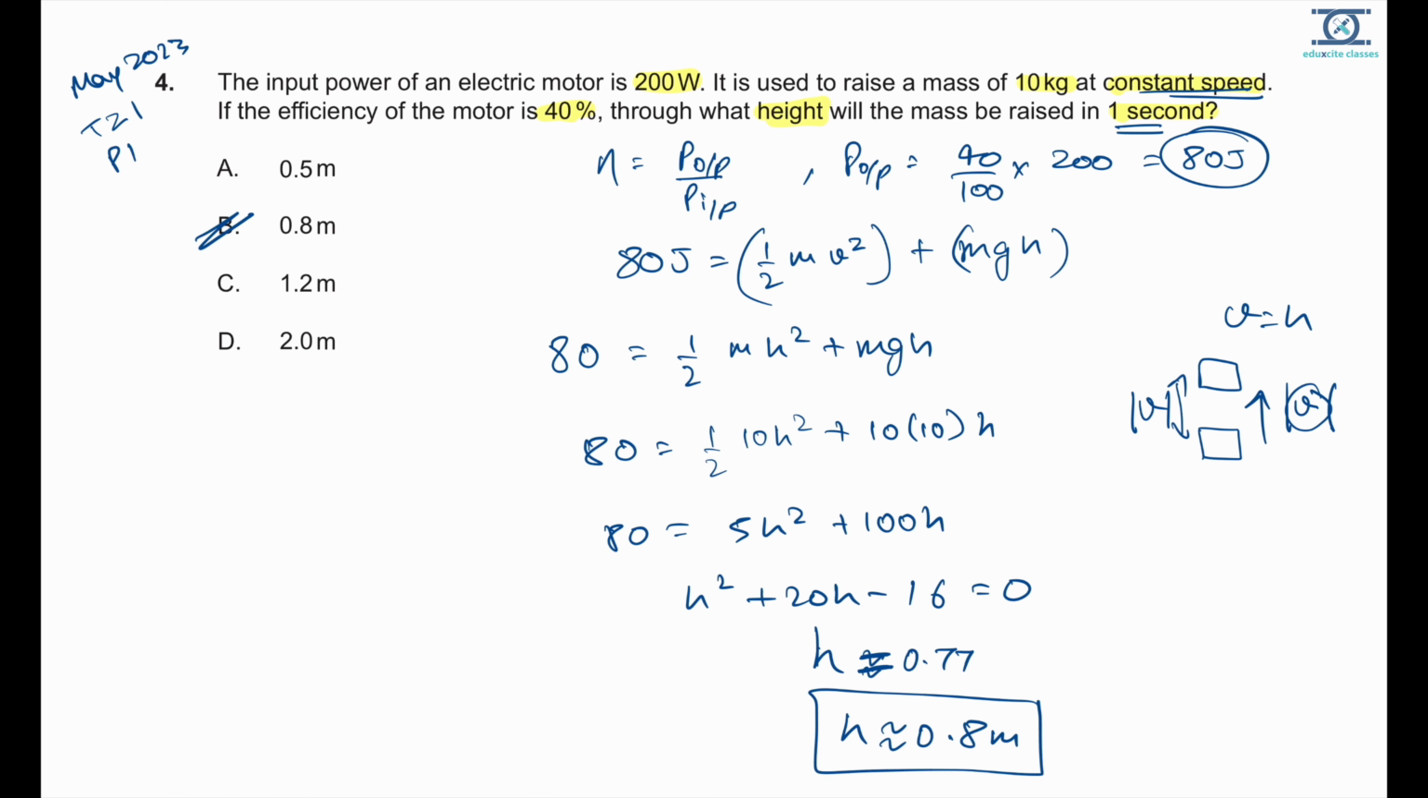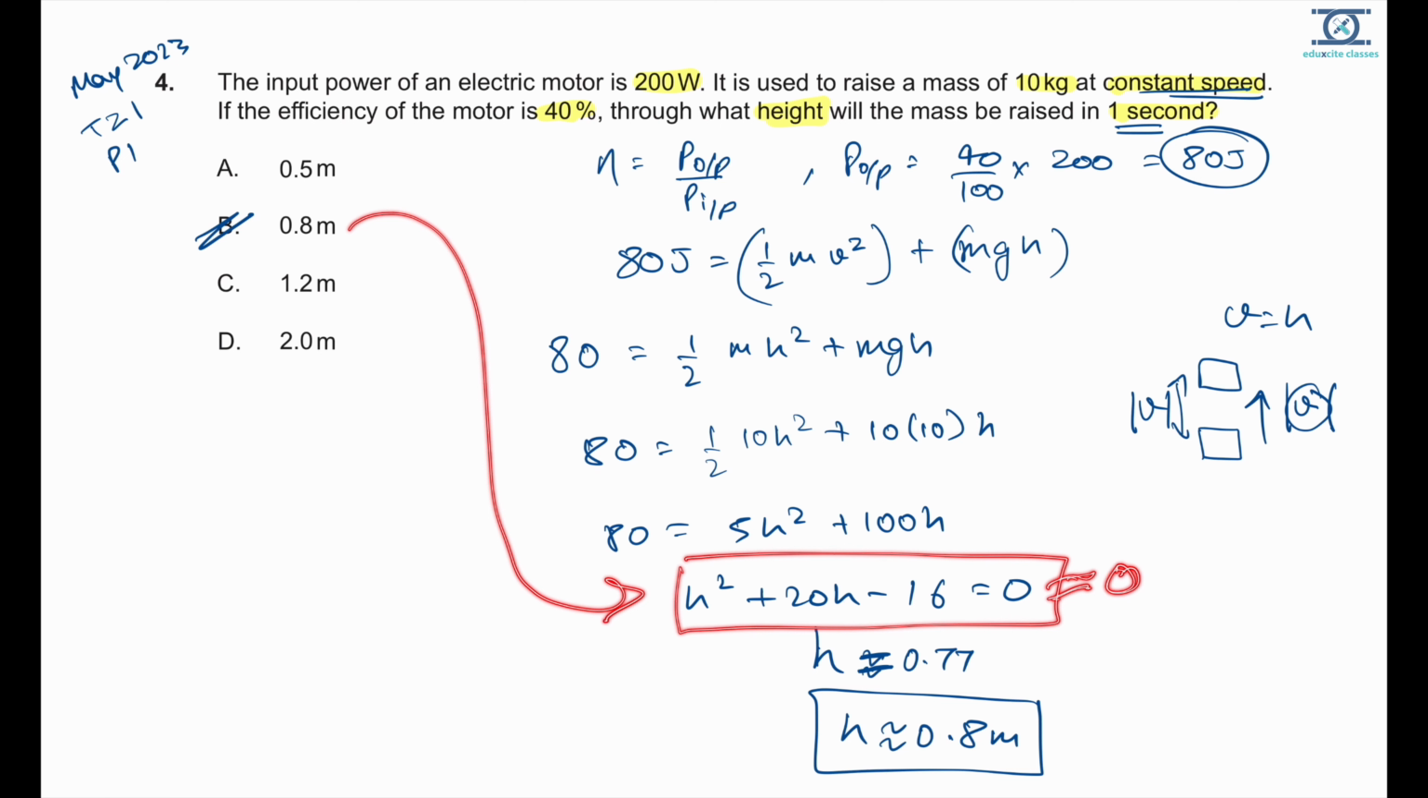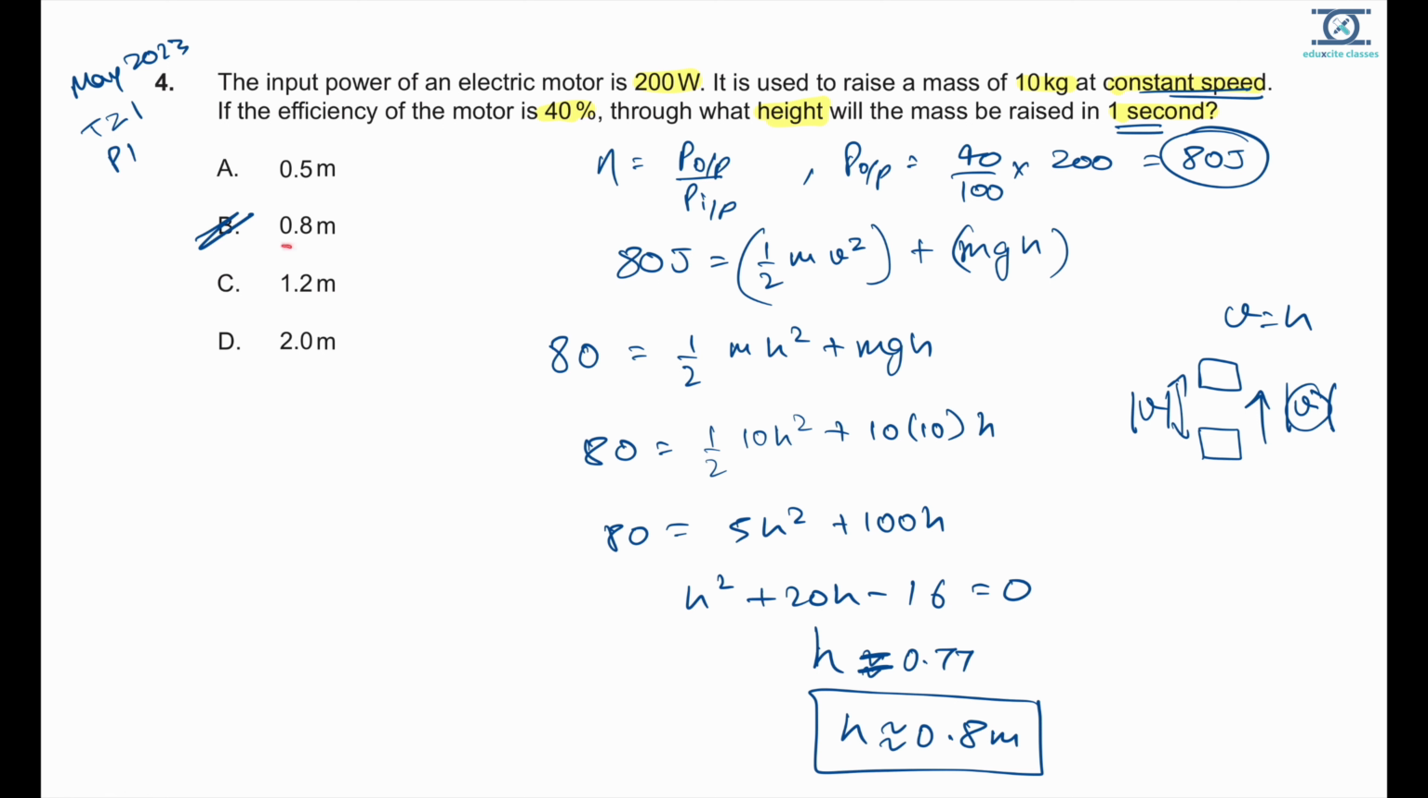So option B will be the right answer. Now we don't have a calculator in paper 1 previously, but for those students, they can just put the values from the options in this particular equation and check which one is nearly equal to 0. That will be your option. So options A, C and D will not get the answer near to 0, but 0.8 when you put in this equation, you will get the expression nearly equal to 0, and therefore this is the way to estimate the answer for question number 4.